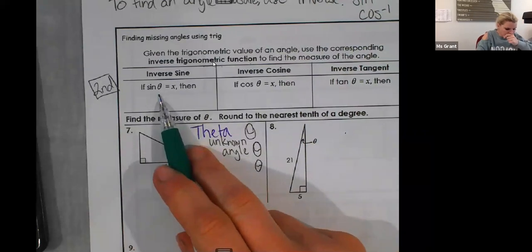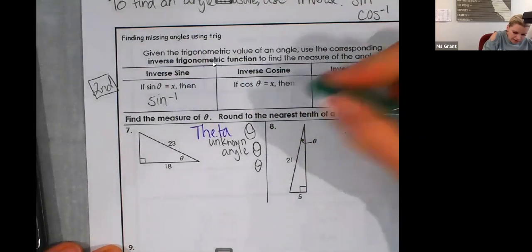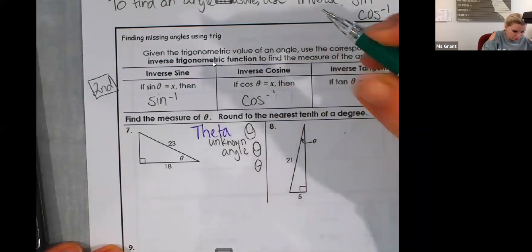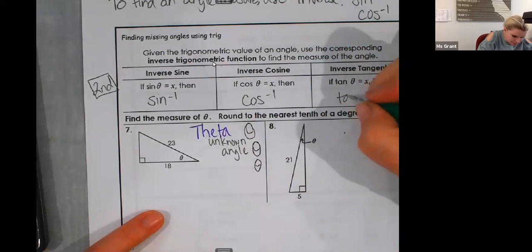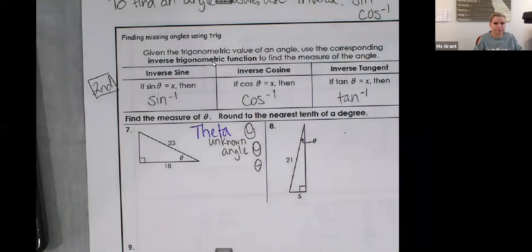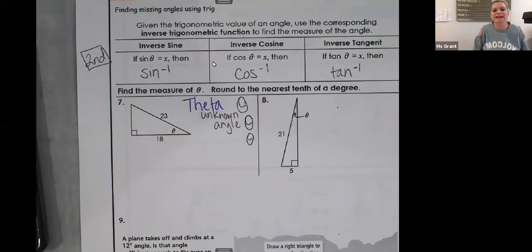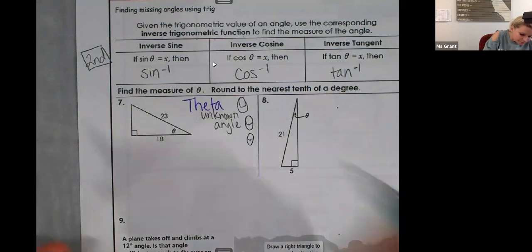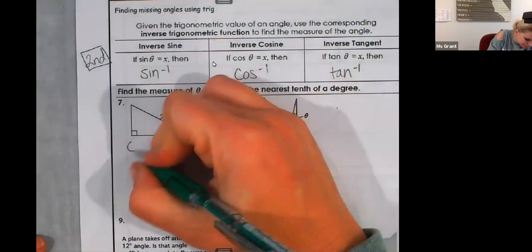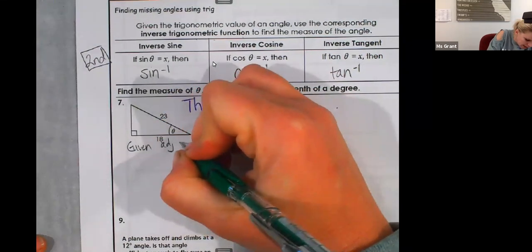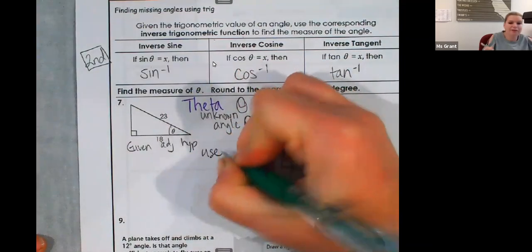So if I don't know the angle, I'm going to use sine of negative 1. If I don't know the angle for cosine, I use cosine of negative 1. If I don't know the tangent, I'm going to use tangent of negative 1. So theta means I don't know how big the angle is. Use the inverse function. So this is just like the front side, right? Here's the angle measure. I'm given adjacent and hypotenuse.